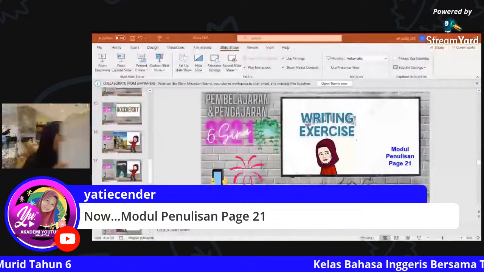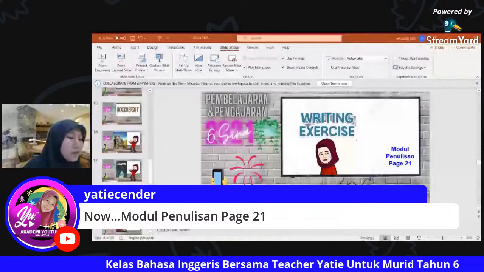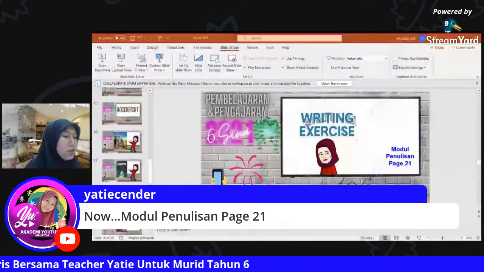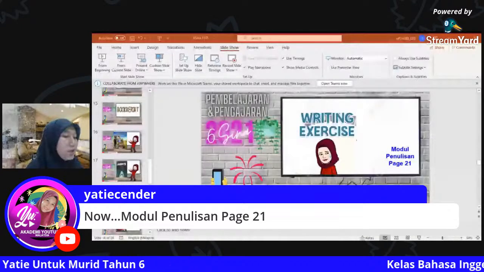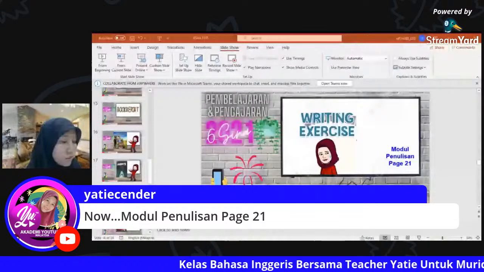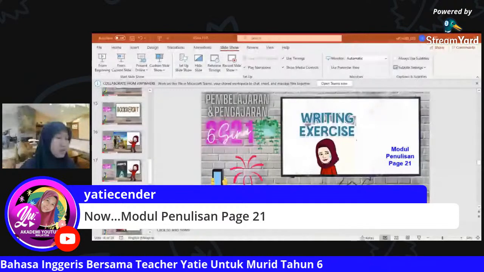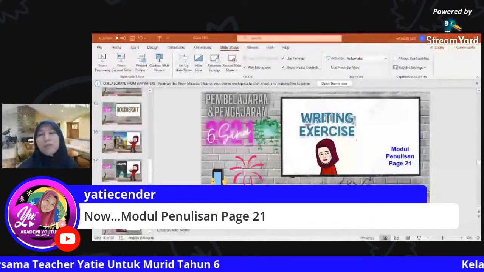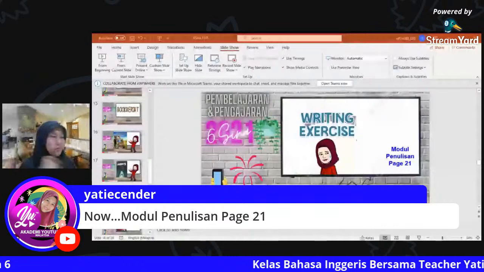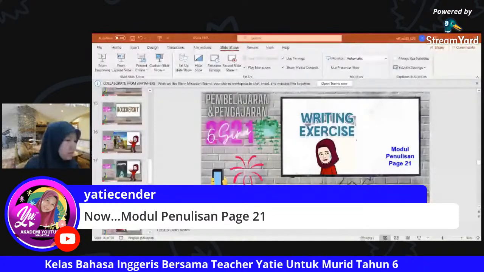It is in your textbook, page 3, but you cannot write in your textbook. In the textbook, it is not for writing, it is for you to answer comprehension type of questions. So ready with your penulisan, page 21. We are going to write together. Teacher writes here, you write in your book. It's easy actually, it's not hard.